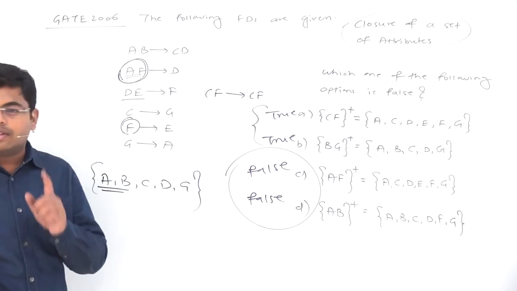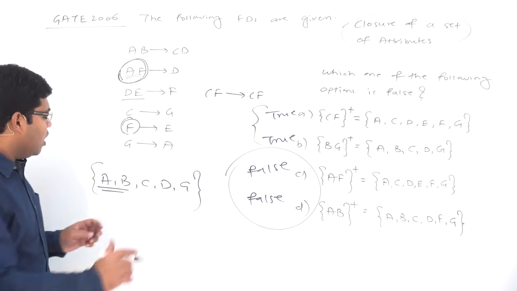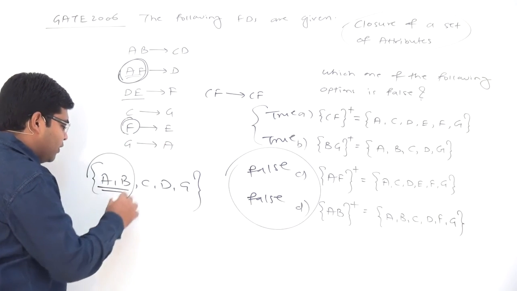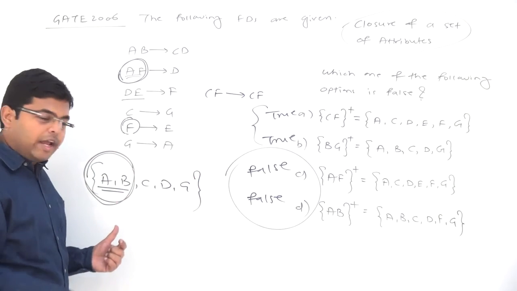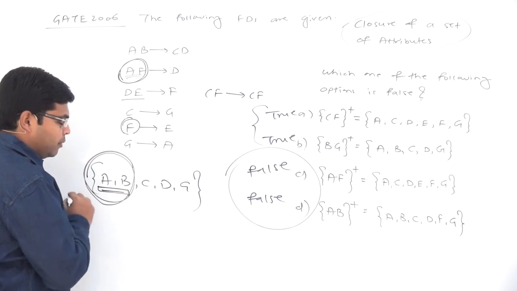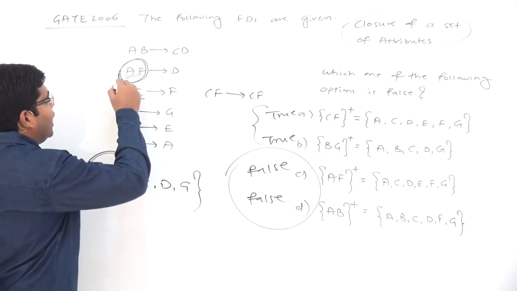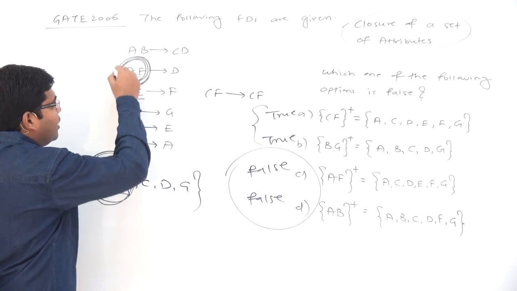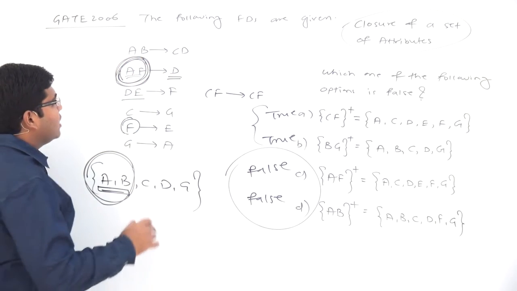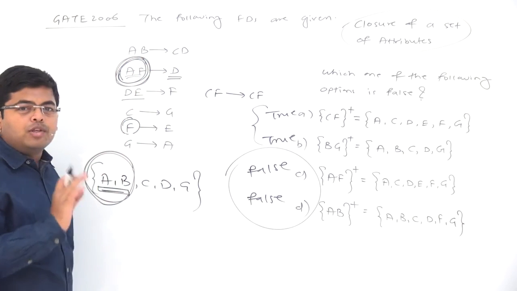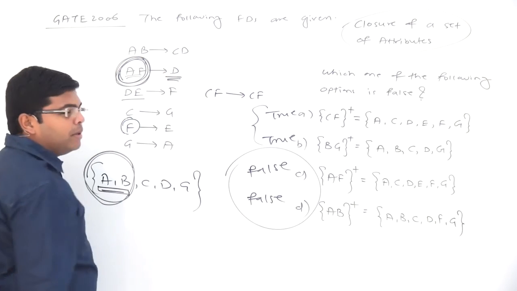I hope you are clear with the concept of attribute closures. You start with the given attributes and see what all attributes can be derived from the given attributes. Okay, and if all attributes on the left hand side are available, then and only then you can add the attributes on the right hand side. Otherwise that particular FD cannot be used, the attributes on the right hand side cannot be added.